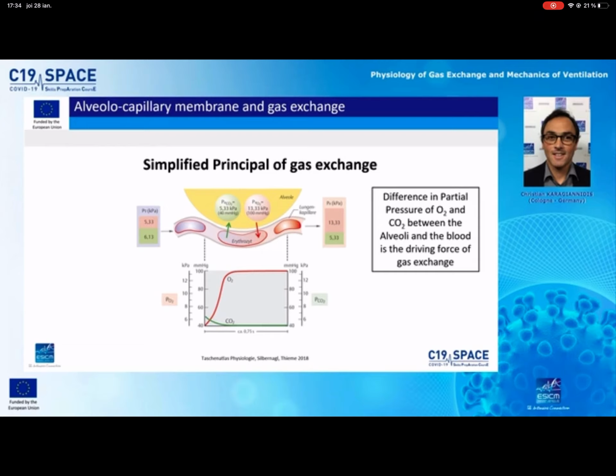We talked before about inspiration time and time constants in the lung, which are usually around 0.8 to 1 second in a normal lung. You see that most of the gas exchange is done very early, within the first 100 or 200 milliseconds. The driving force of the gas exchange is simply the difference in the partial pressure of O2 and CO2 between the alveoli and the erythrocyte.